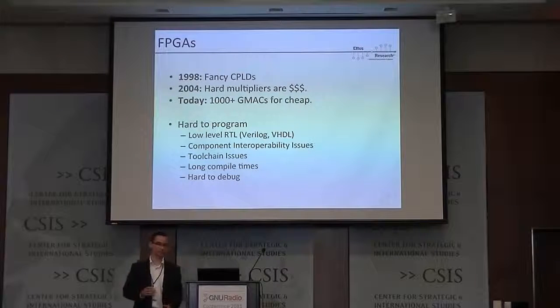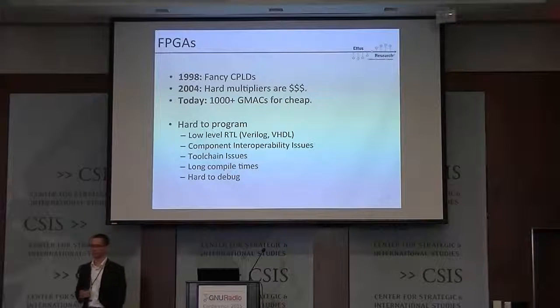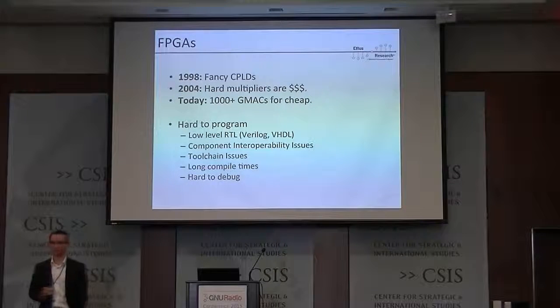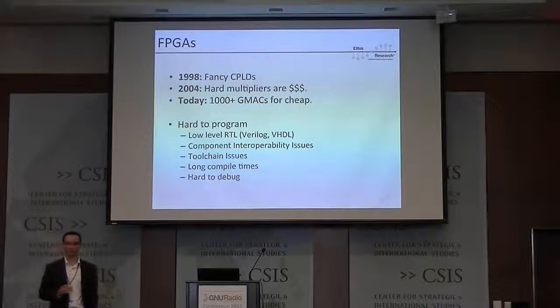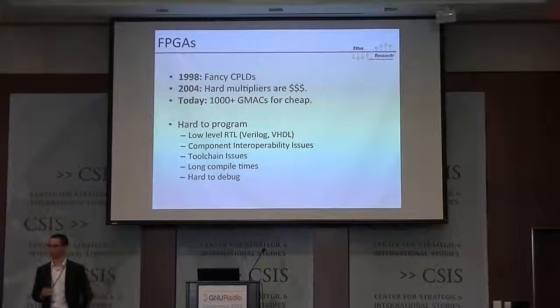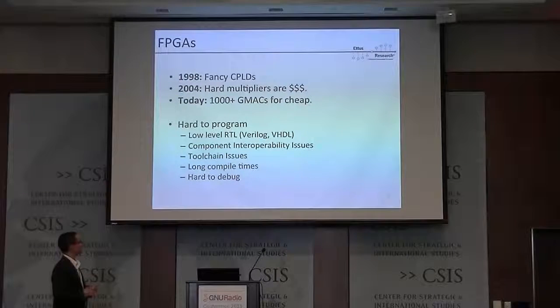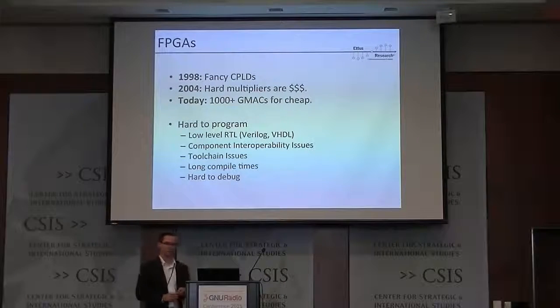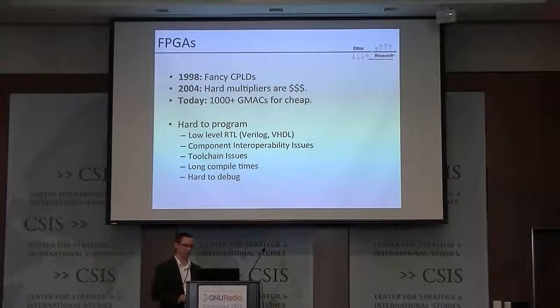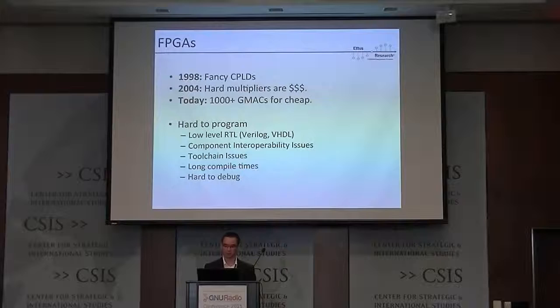So FPGAs. In 1998, FPGAs were not much more than fancy CPLDs. And in 2004, we had something that resembled FPGAs now, but if you wanted anything like hard multipliers, it was money. Today, you can get thousands of giga multiply-accumulates on the cheap. So we've come a long way in FPGAs, and they're used very, very heavily in a lot of radio systems. There's actually an FPGA on every single USRP that we design. I think actually most radios have FPGAs at this point. But they sort of remain hard to program.